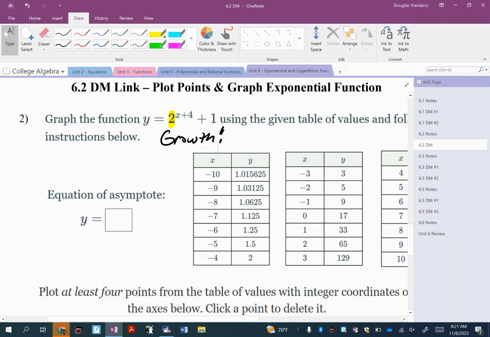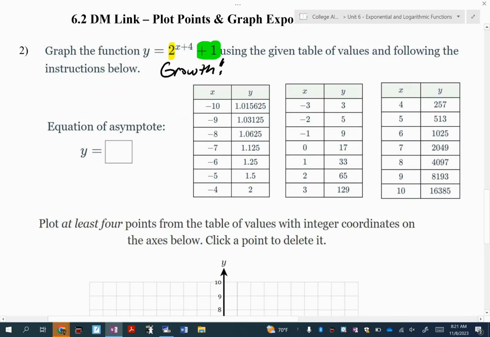Then the next thing I do is I look at that number there, plus 1. That is my asymptote. Thank you, Natalia. That's the asymptote. Y equals 1. What if it had said minus 1? Then my asymptote is y equals negative 1. So just pull the sign with it.